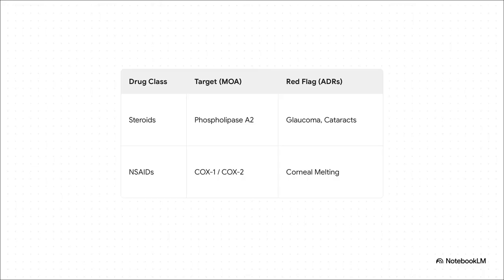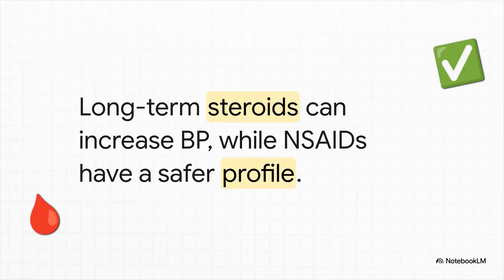Now, this matrix right here is your ultimate clinical anchor. Notice the delicate balance. Steroids target phospholipase A2, but their major red flags are glaucoma and cataracts. NSAIDs target COX-1 and COX-2, but their absolute red flag is the risk of corneal melting. You literally have to weigh this scale for every single prescription you write. And please, do not forget the eye is attached to the rest of a human being. Systemic recall is vital here.